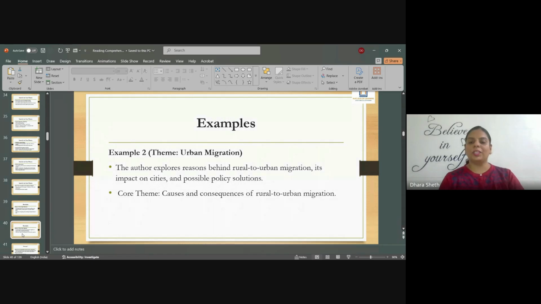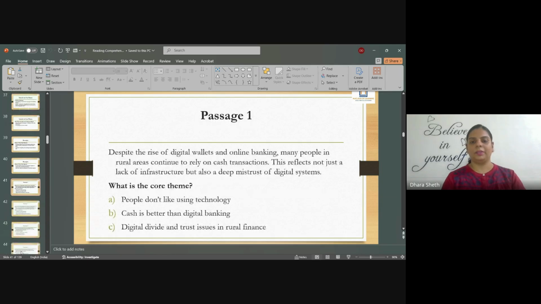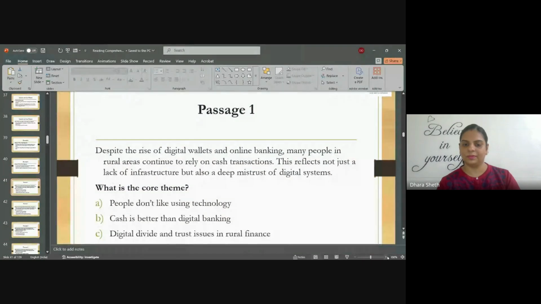Then what would be the core theme? Causes and consequences of rural to urban migration. Okay, so here please read this passage and let me know what is the core theme. So what's the answer? A, B, or C?